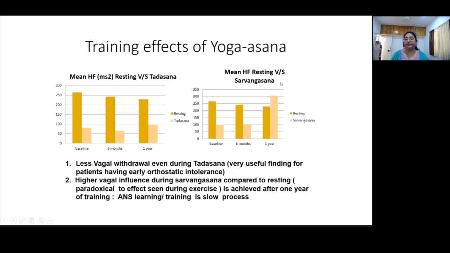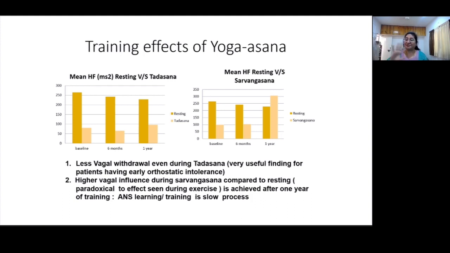This graph you can see where, compared to baseline, when the person is doing Sarvangasana, the vagal withdrawal was much more, and after 1 year, instead of withdrawal, there is an augmentation in the vagal response modulation. So this is quite an interesting finding, that after 1 year of training with this Sarvangasana, there is actually vagal augmentation during asana.